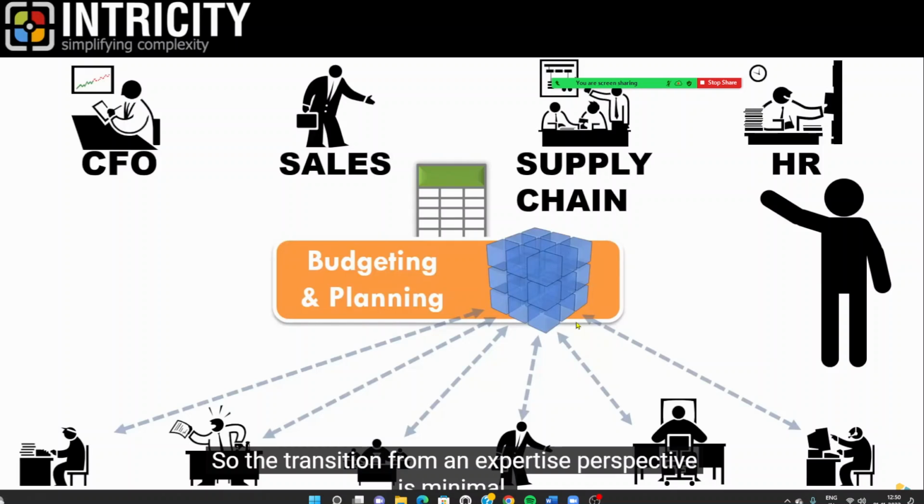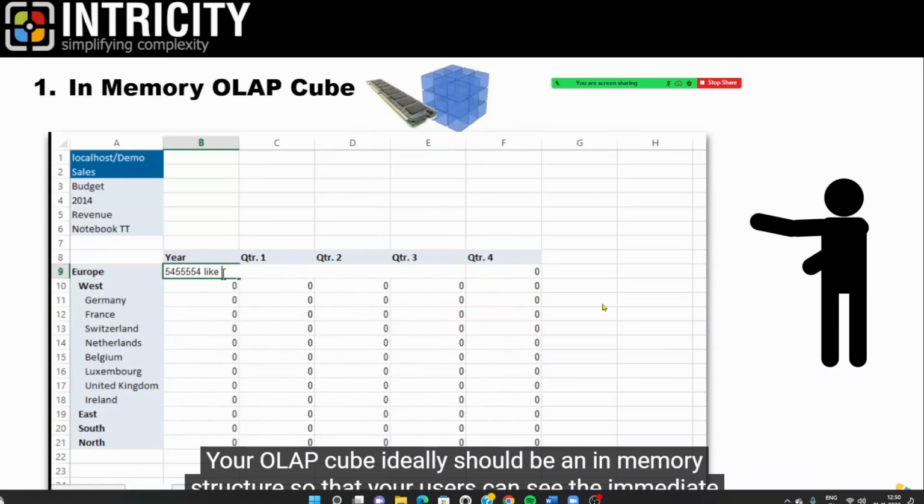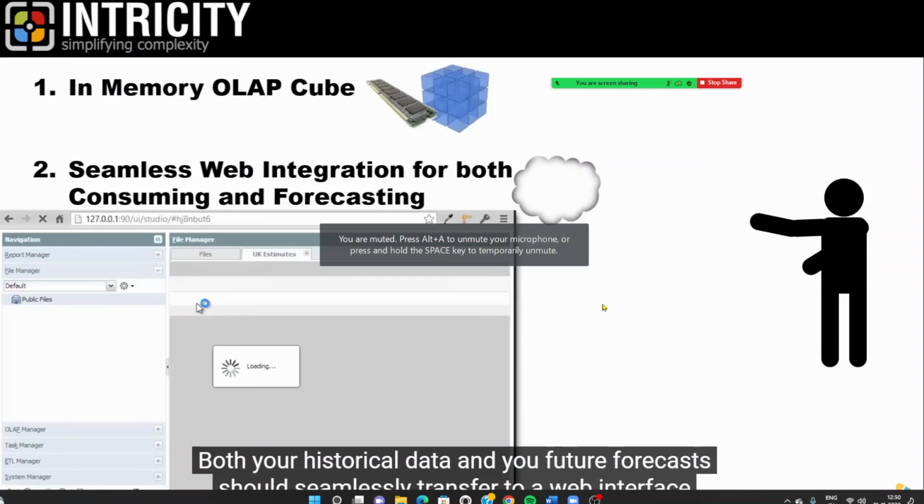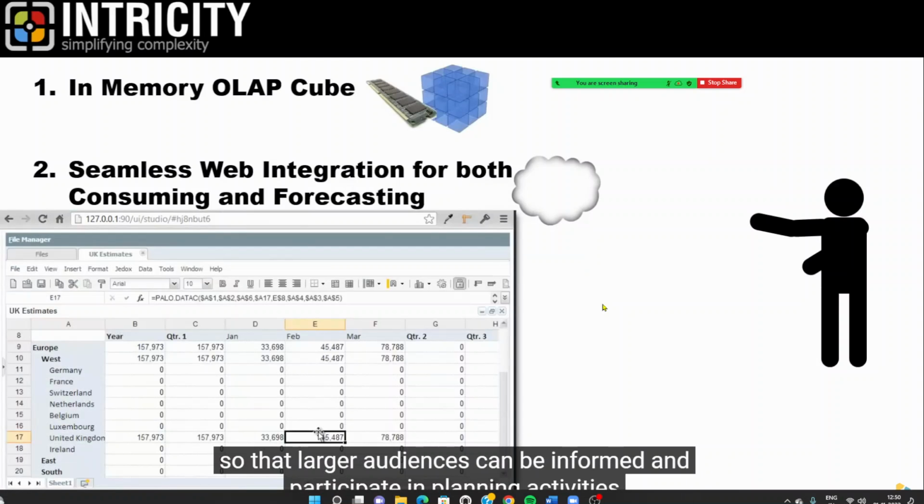Number one, your OLAP cube ideally should be an in-memory structure so that your users can see the immediate roll-up of the numbers they put into their forecasts. Number two, both your historical data and your future forecasts should seamlessly transfer to a web interface so that larger audiences can be informed and participate in planning activities.